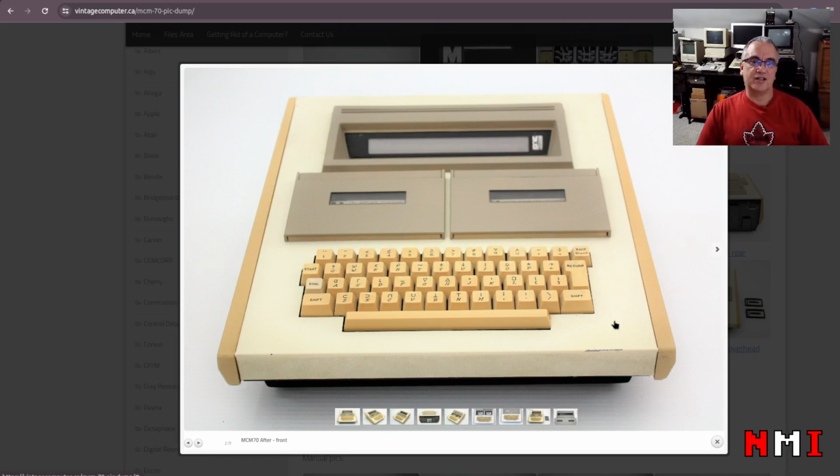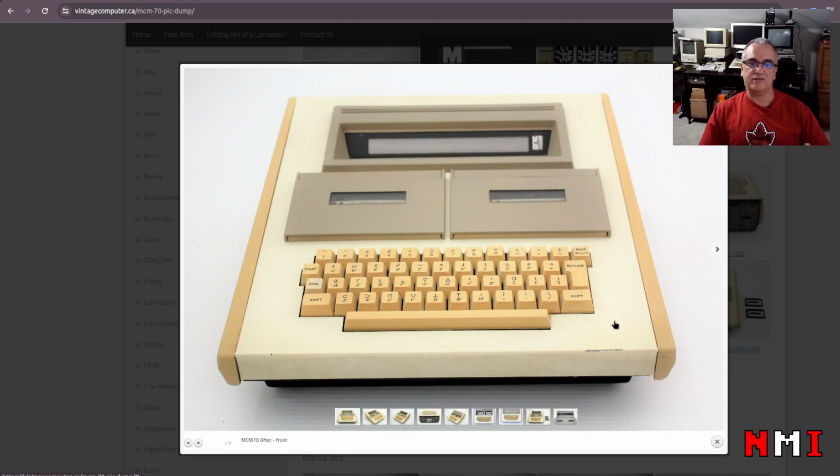I first heard of the MCM 70 when I was doing research on the Intel 8008, which is the CPU of this machine, and that's how it started. That's also the reason that I wanted to show you this machine, because it's not very well known, and I find that really sad that this machine, which is an amazing machine, is almost forgotten in computer history. So we're gonna take a look.